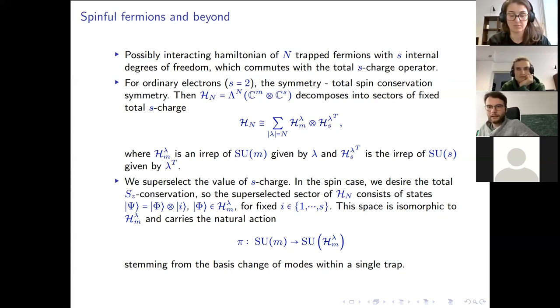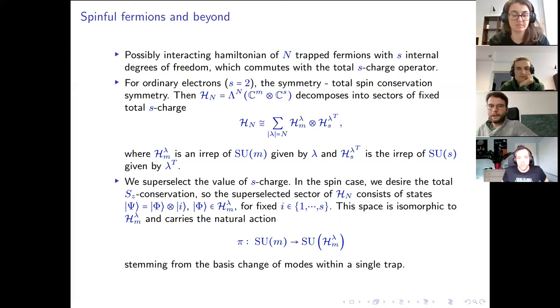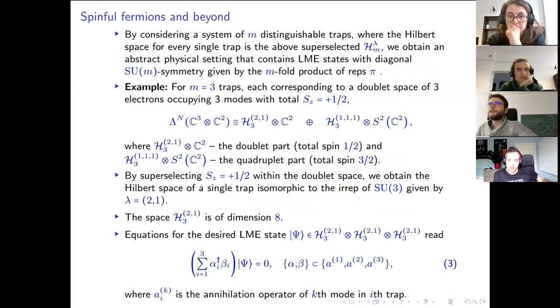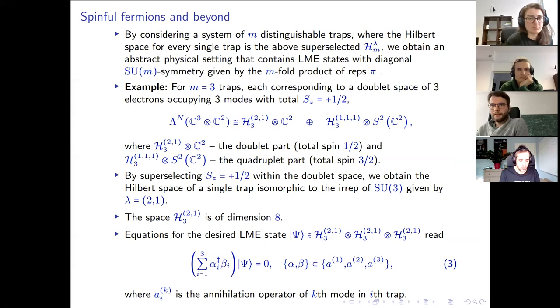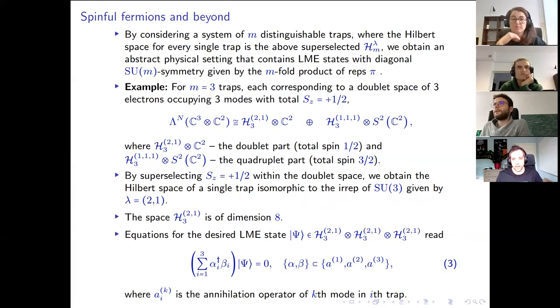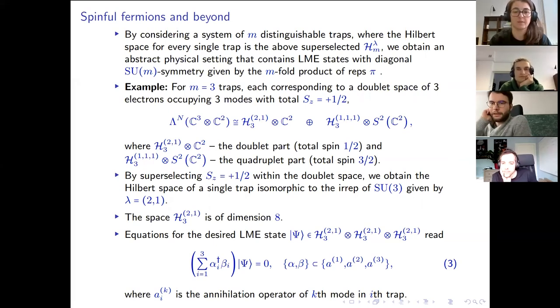And it carries the natural action of SU(M), which is just the basis change of modes. Because if I have M modes, I have SU(M) acting on modes, changing the basis. We will have the natural action of the basis change carried on this space, the representation pi. So by considering a system of M distinguishable traps, where the Hilbert space of every single trap is the super selected space with some super selected SZ, we obtain some abstract physical setting that contains LME states of diagonal SU(M) symmetry. This symmetry is given by the M-fold product of pi, which is just the change of basis of modes in each trap. So here is an example for some particular number of traps, but maybe we will skip it.